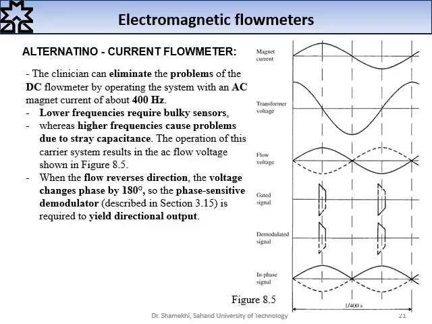Okay, the clinician can eliminate the problems of the DC flow meters by operating the system with an AC magnet current of about 400 Hz. Lower frequencies require bulky sensors, whereas higher frequencies cause problems due to stray capacitance, and therefore we choose this frequency. The operation of this carrier system results in the AC flow voltage shown in figure 8.5. When the flow reverses direction, the voltage changes phase by 180 degrees. So the phase sensitive demodulator is required to yield directional output.